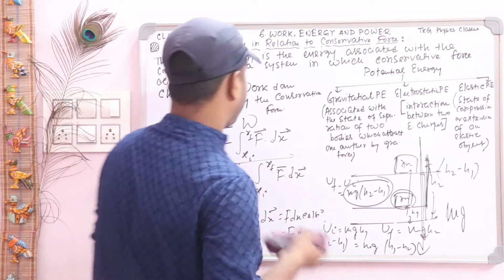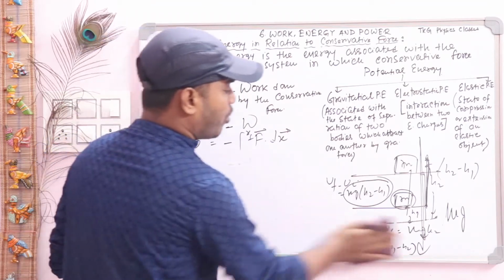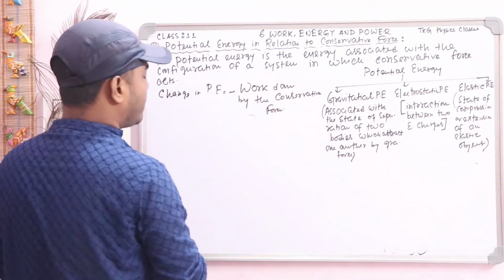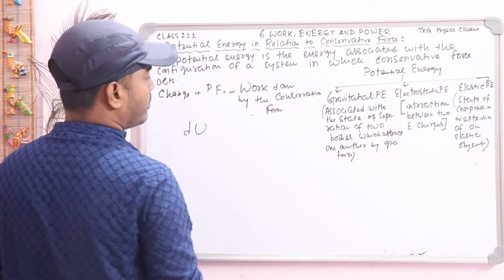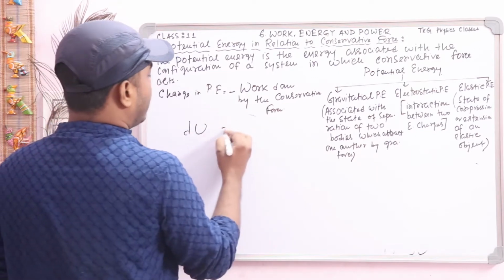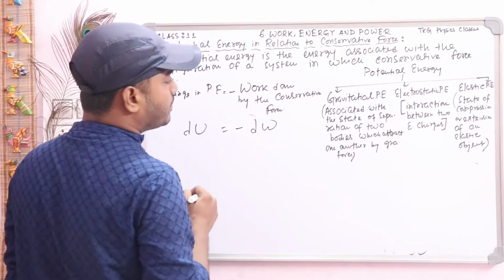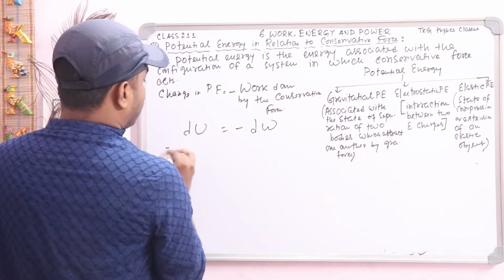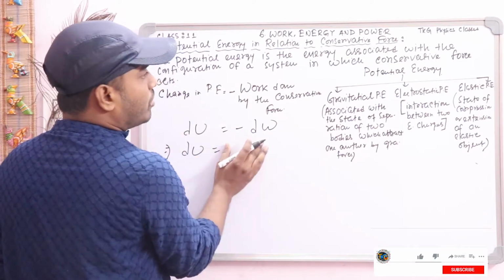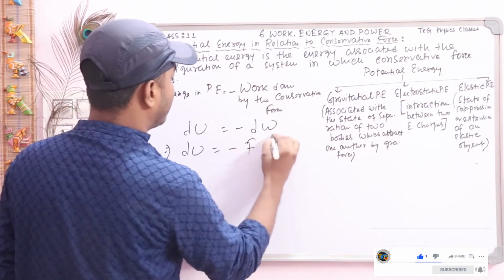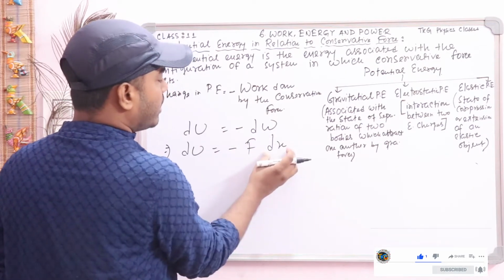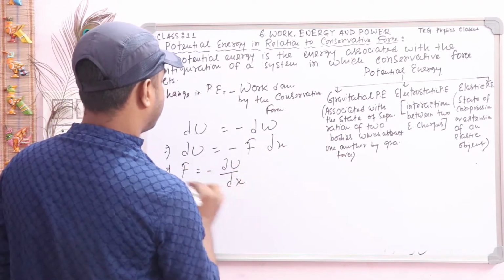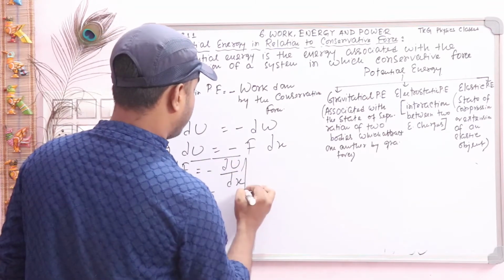Now from this definition you can write another thing. For a small change, this is del U, a small change in potential energy, equal to minus del W. Now del U is equal to minus force into displacement, and the displacement is dx. So from here you can write F is equal to minus del U by del x. This is also an important relation.